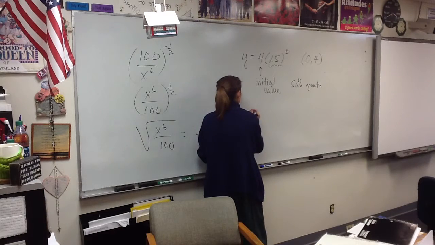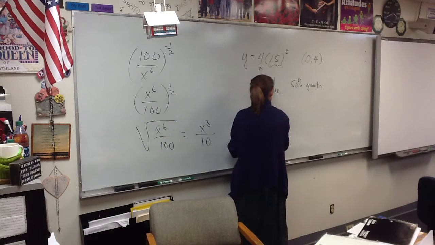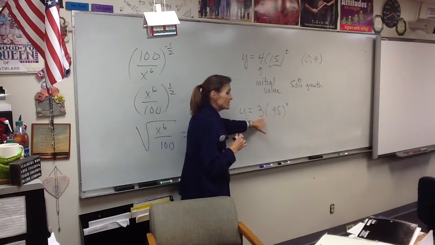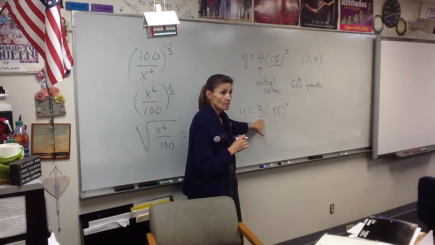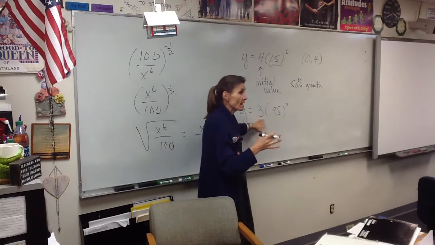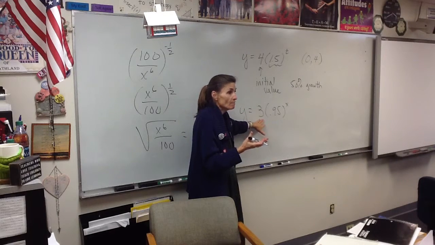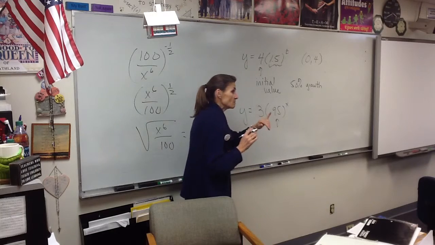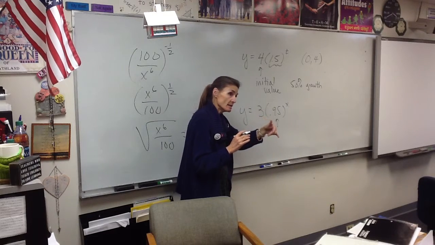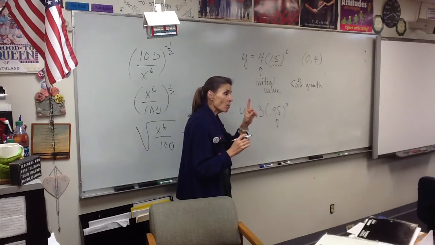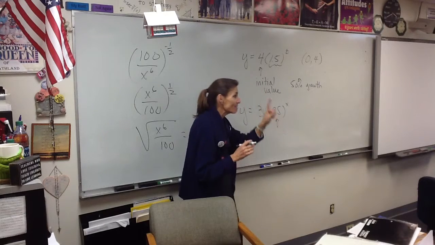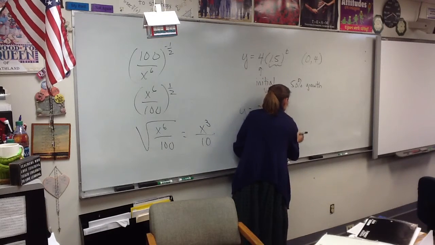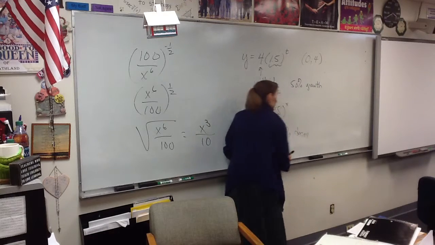As opposed to having something like this, the initial value is 3. So whatever we're measuring or counting, we're starting with 3 of them. But what does this tell me? 95%. This population is decreasing by how much? 5%. This is a 5% decay.